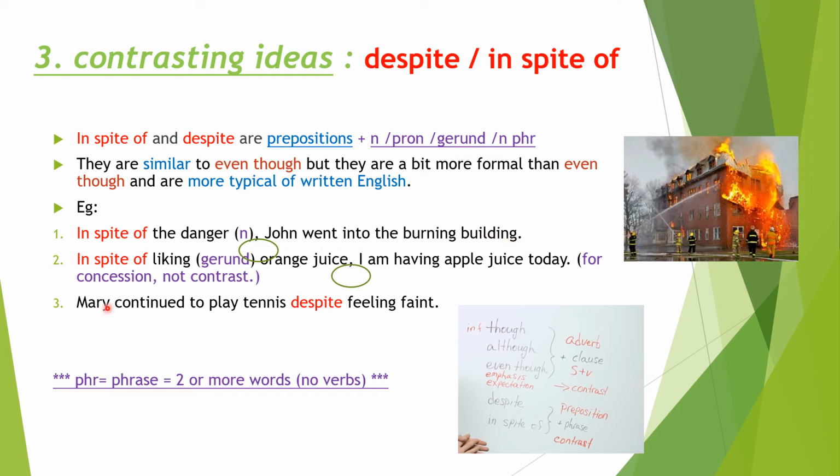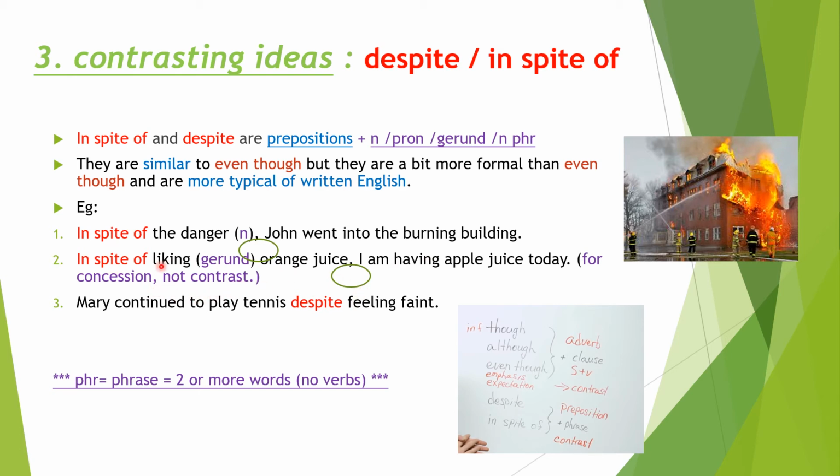Or you can say, in spite of liking orange juice, followed by a gerund. Can you see the gerund? Yes, it can be followed by a gerund. In spite of liking, we don't say in spite of like. Like is a verb, so we need to change it to a gerund. So that's why liking. In spite of liking orange juice, I am having apple juice today. So even though I like orange juice, I'm having apple juice today. This is what I mean. That means it's for a concession, but not for contrast.